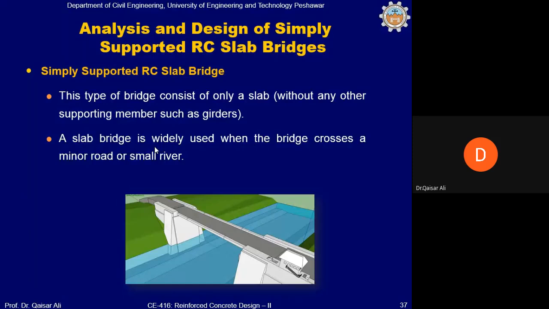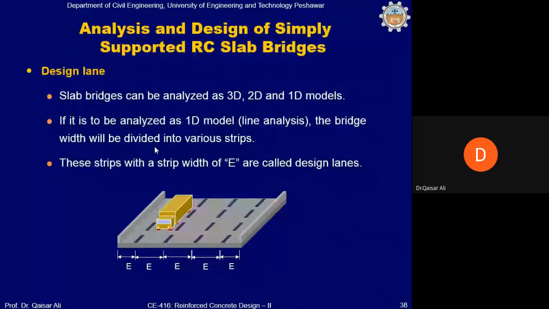We have designed several slab bridges on the Warsak Michani Road, whose span was around 30 to 35 or 40 feet maximum. Then next is the terminology used in the analysis and design of simply supported RC slab bridges. First of all, what is a design lane?